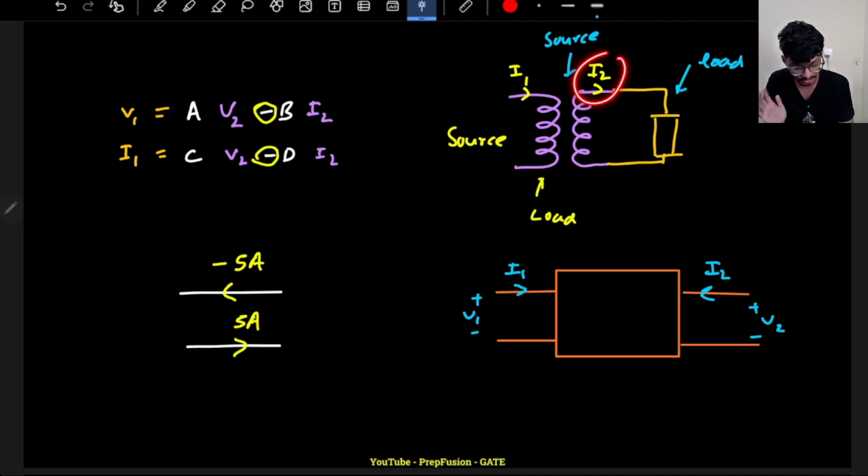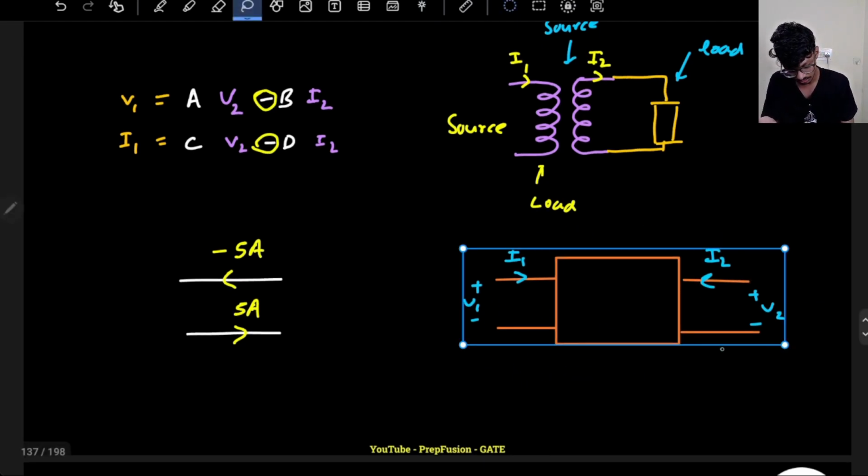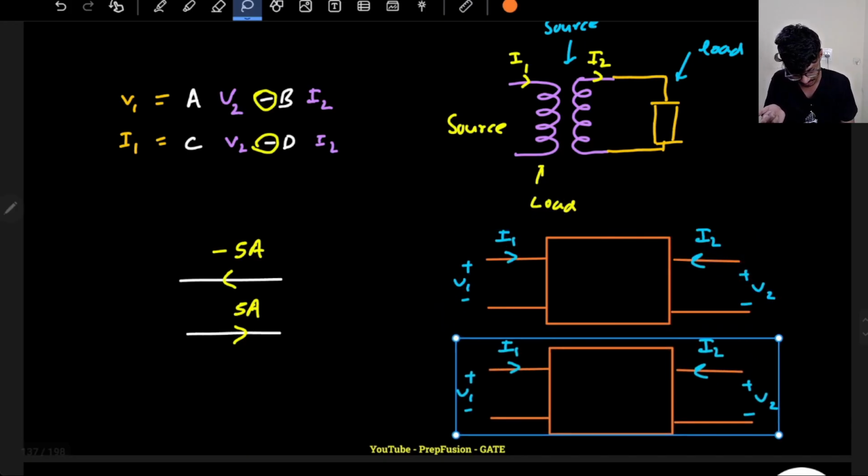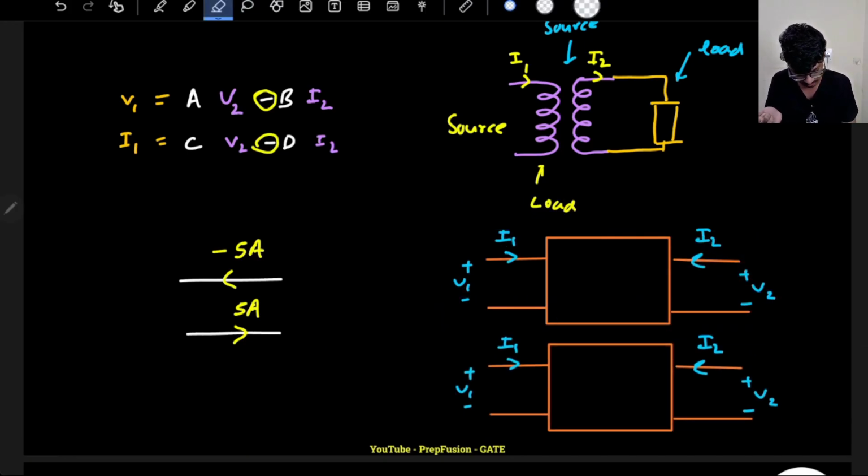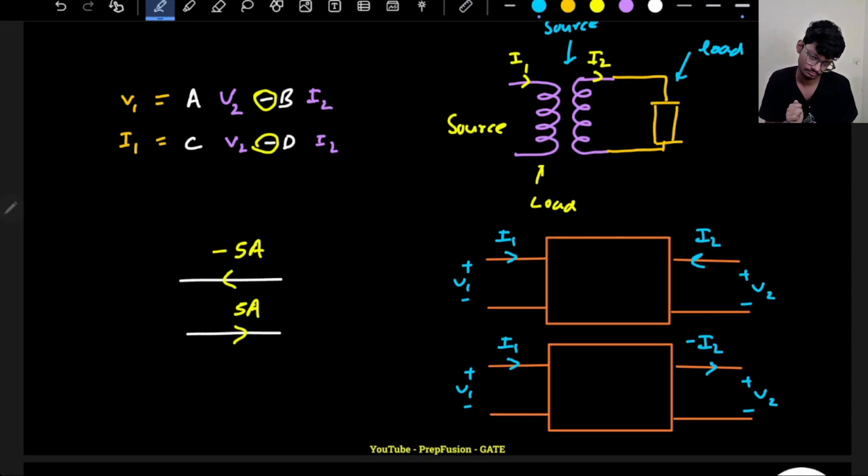Because we are accustomed to seeing the current going from source to load, that's why we will change. This is specifically for transmission parameters. For everything else, it remains the same. So I will multiply by a negative sign and change the direction. Multiplication by a negative sign actually helps us change the direction. So this is minus I2.